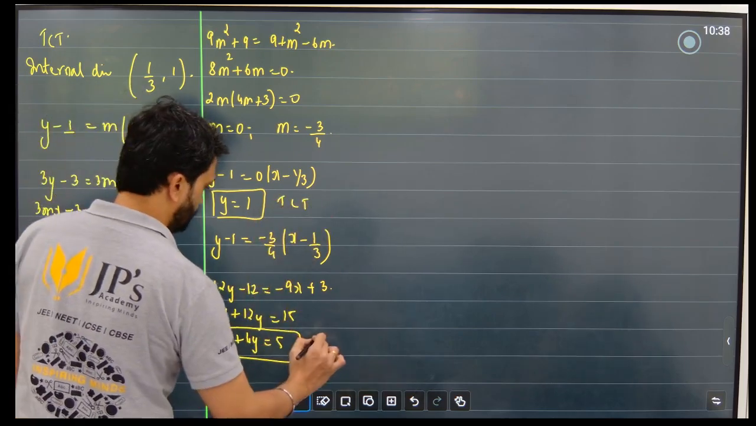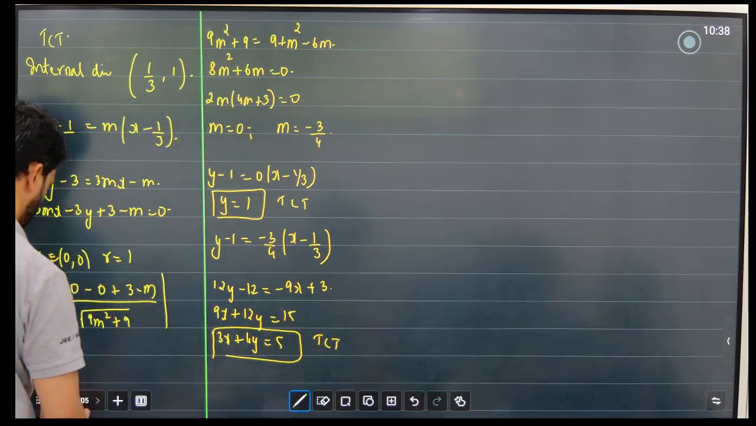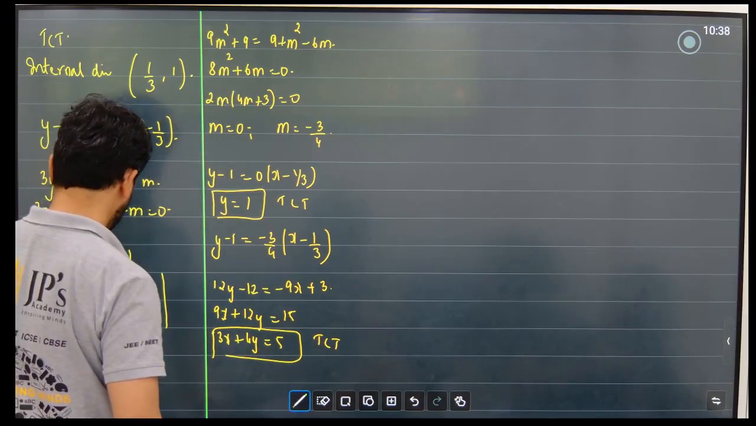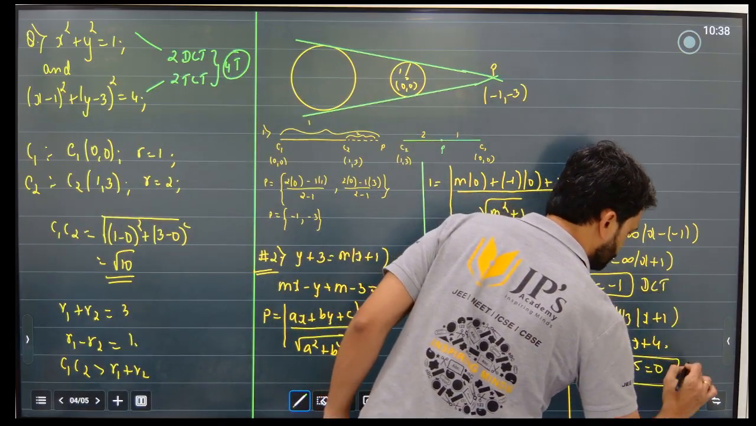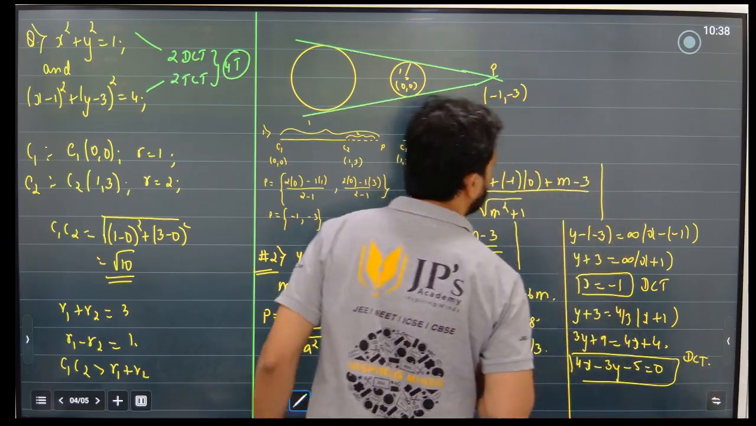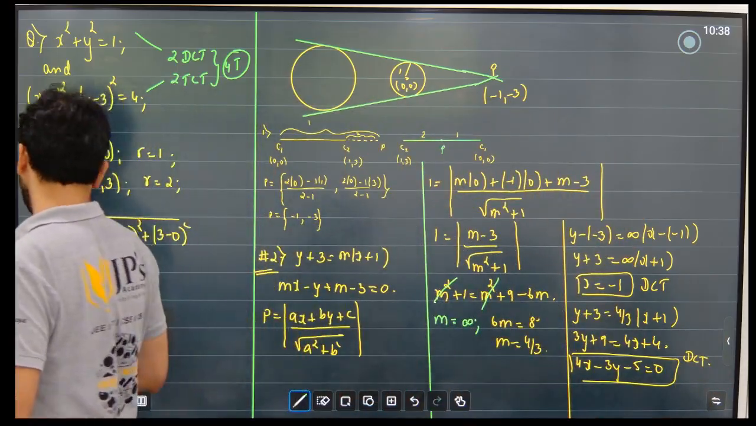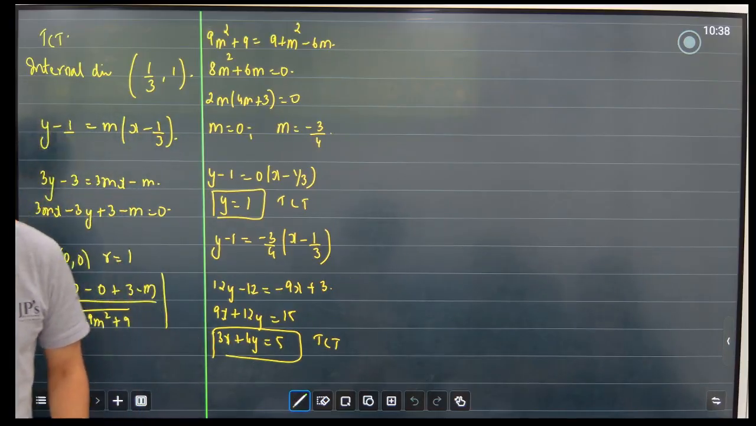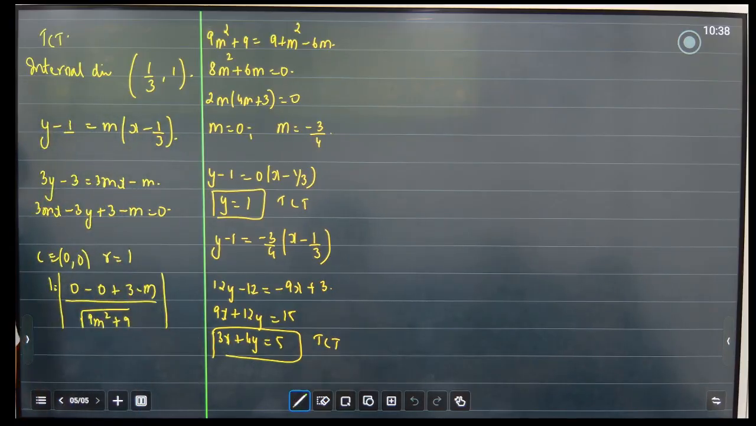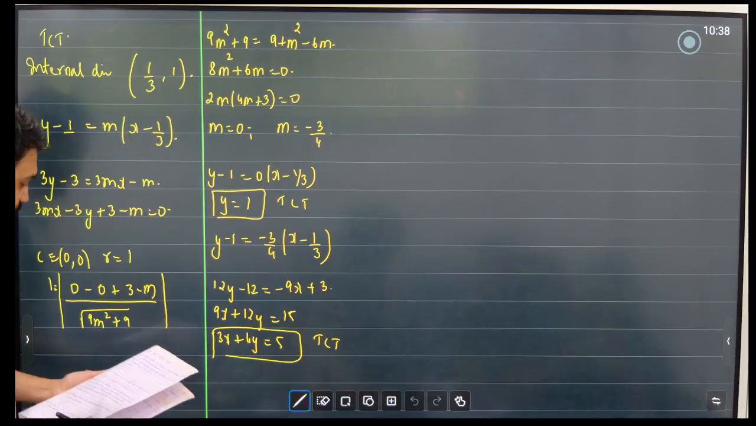These are your two transverse common tangents, and these are your two direct common tangents. So direct common tangents and transverse common tangents. This is how you find direct common tangents and transverse common tangents. Okay, last topic, radical axis.